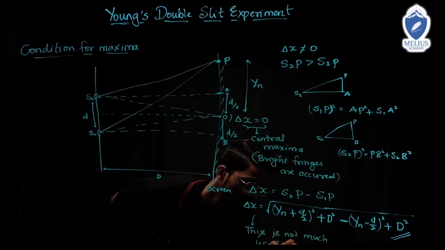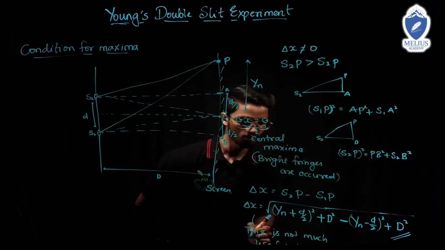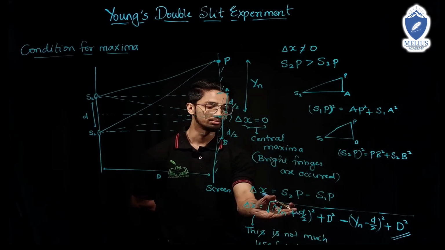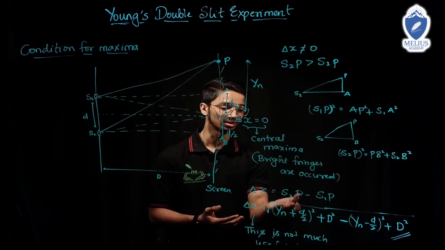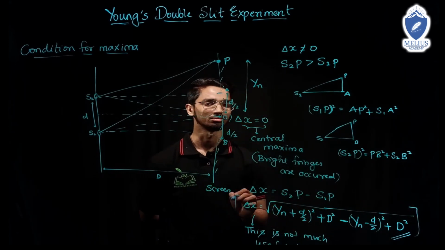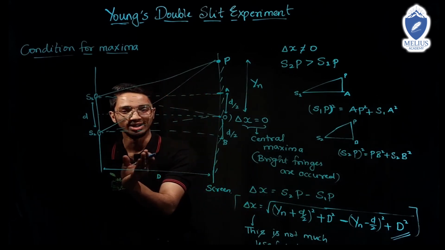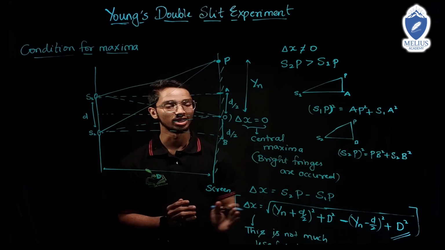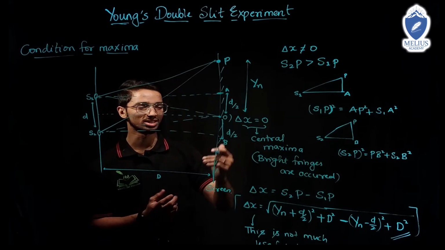Not much useful, but the actual formula. Why is this not useful? Because solving the numericals becomes tougher from this example. So they won't give it in the NEET exam; they give it in Mains or something. So we'll take the screen as far away, at infinite distance, so that these two will become the same.